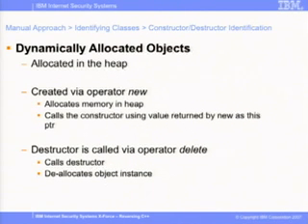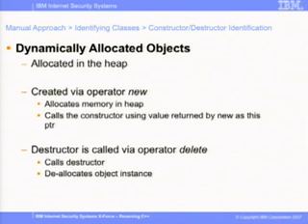Now, dynamically allocated objects, on the other hand, are allocated in the heap, and they are created by the operator new. The operator new is passed the size of the object as a parameter. So that's another clue that we can use later on to give us a clue on how the objects are laid out. The object size is very important. And the value returned by new is used as the this pointer for the constructor.